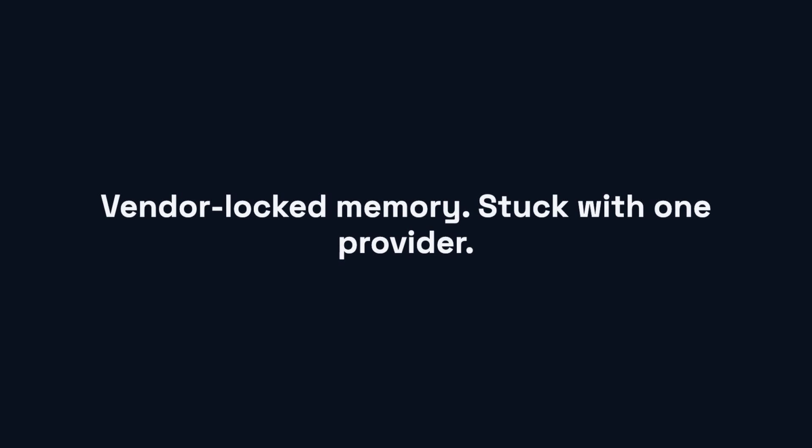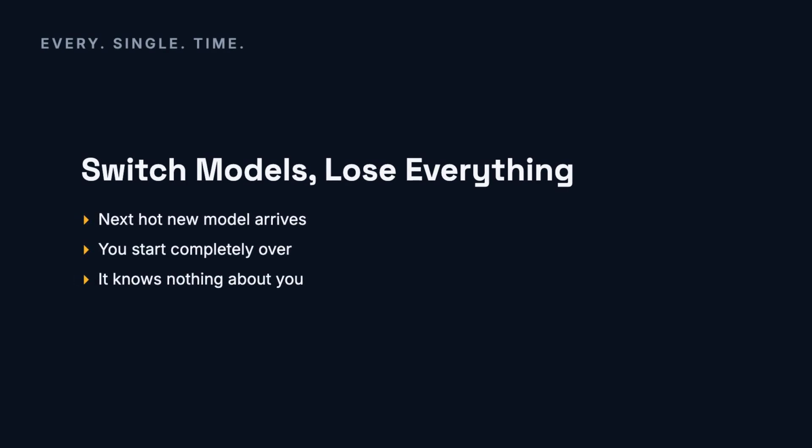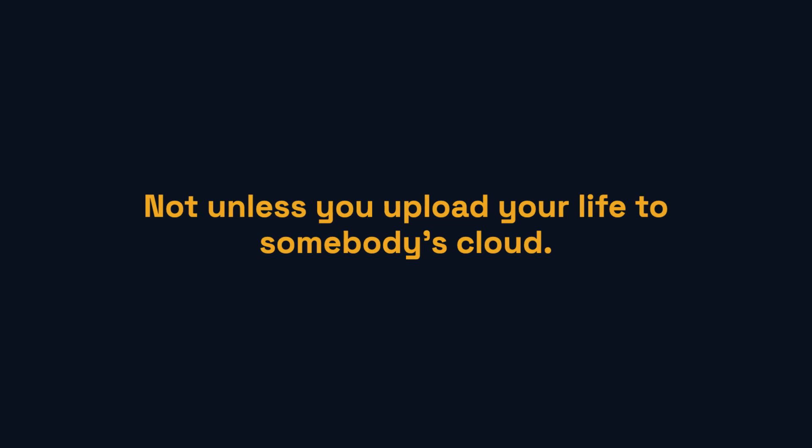Sure, it has a vendor-locked simple memory, but it's always stuck with that provider. When your Frontier model choice changes to the next hot new thing tomorrow, you start all over again. The new model will know nothing about you. Second, it can't see your infrastructure. It has never seen your server closet. It can't read your logs, check whether your backups actually ran, or watch your 3D printer. Not unless you first upload your life to somebody's cloud or connect it in unsafe ways to your core systems.